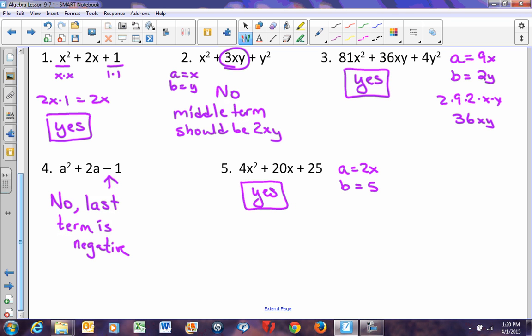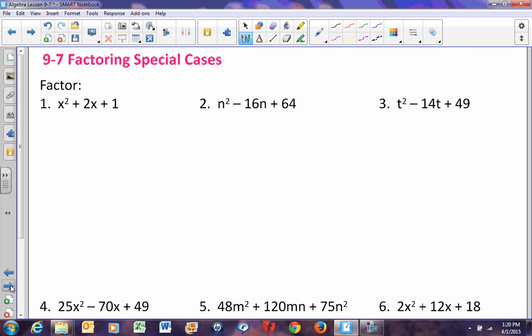If you can recognize that things are perfect square trinomials, you will be able to factor them faster. You can always go back to factoring by grouping, but if you can recognize them as perfect square trinomials, it will work much faster for you. Let's take a look at this first one. X squared plus 2x plus 1. I know that's a perfect square.